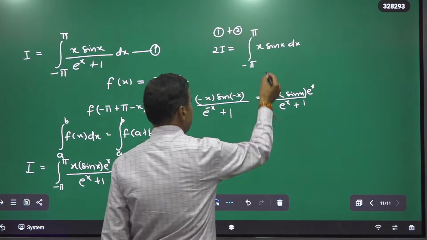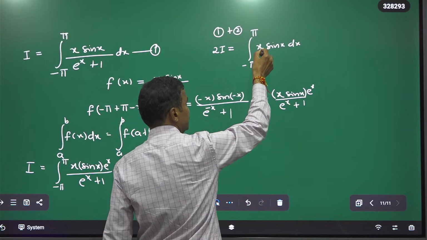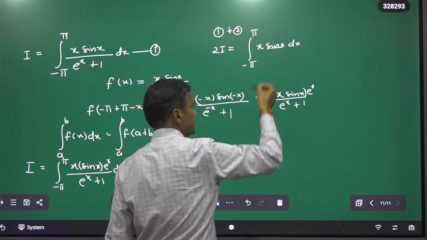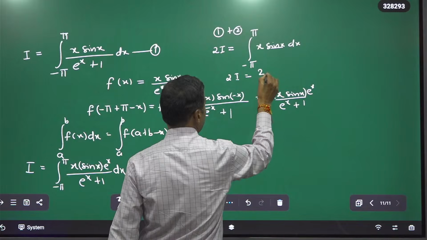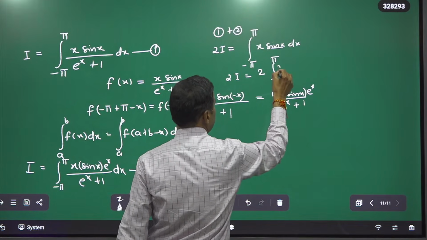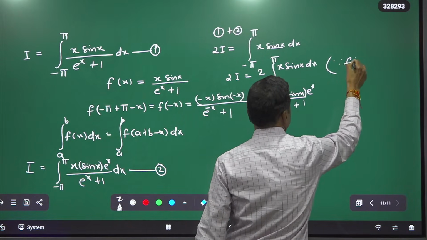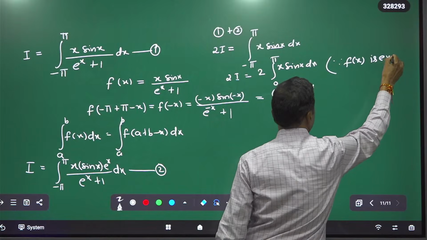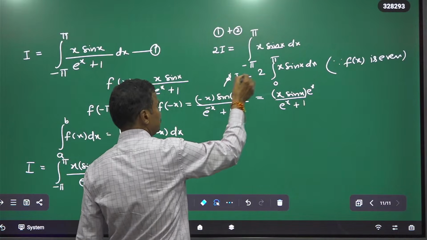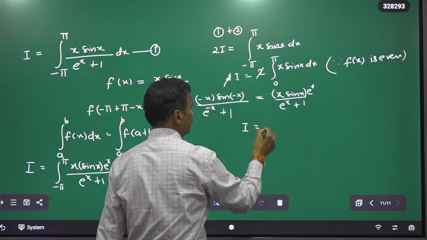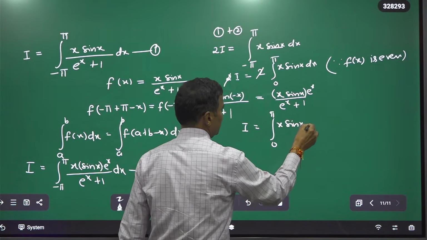Now this x sin x is an even function, because f of minus x is also equal to f of x. Therefore, this is an even function, so we can write it as 2 into the integral from 0 to pi of x sin x dx. Since f of x is even, the 2 gets cancelled. Therefore, I is equal to the integral of 0 to pi of x into sin x dx.